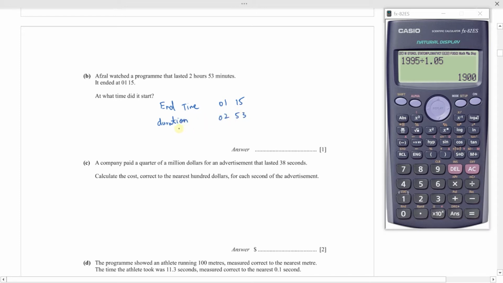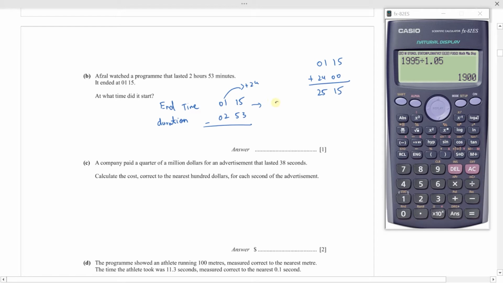So if you subtract your duration from your end time, you should get the start time, right? But since your end time is on the next day, this is actually 1:15 a.m. in the night. So this is in the next day, and your program is 2 hours and 53 minutes, and you cannot subtract this because this value is larger. Since this is on the next day, I will add 24 hours to this. So 0115 plus 24 hours because it's in the next day, so you will get 2515.